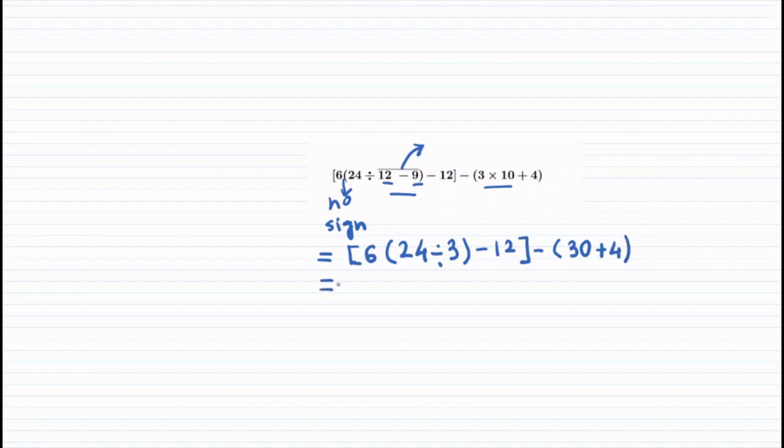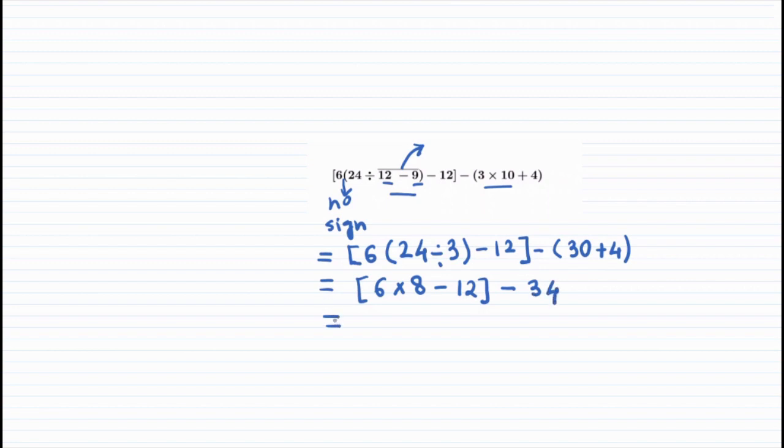Next, here is the parenthesis. So first we will do this operation. 6, 24 divided by 3 is 8, and according to rule 2 I am supposed to put multiplication sign over here, and then it will remain as it is. Minus, I can perform this operation for this parenthesis. So 30 plus 4 is giving me 34.